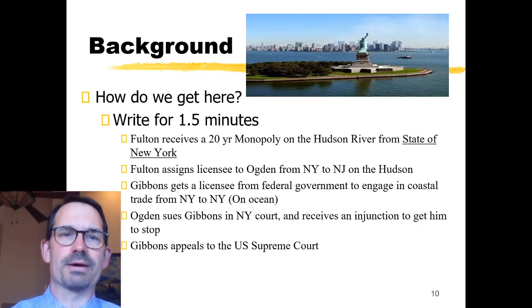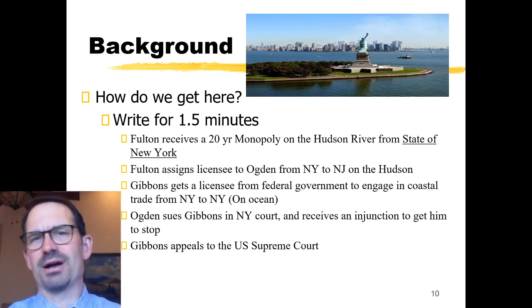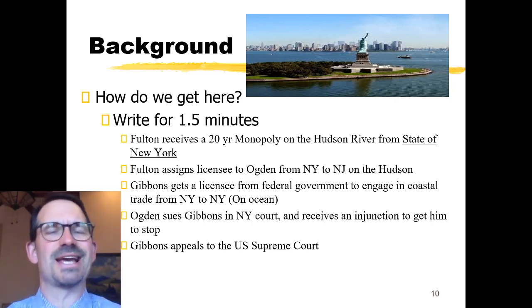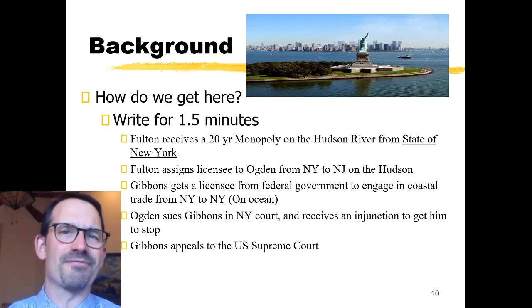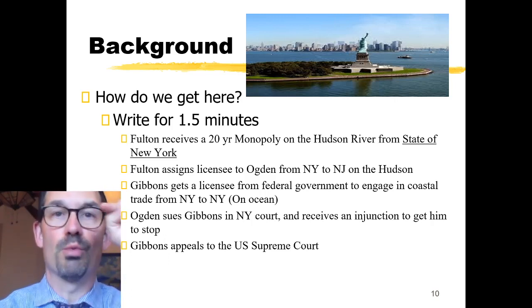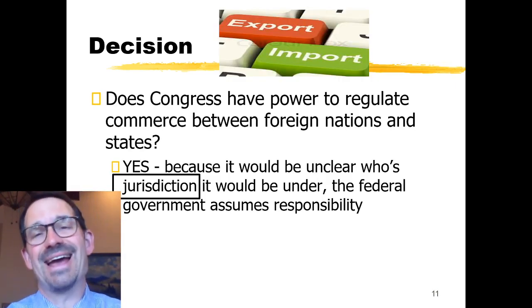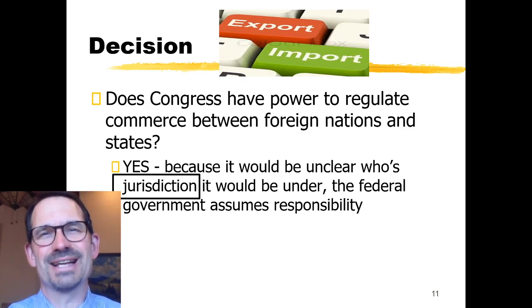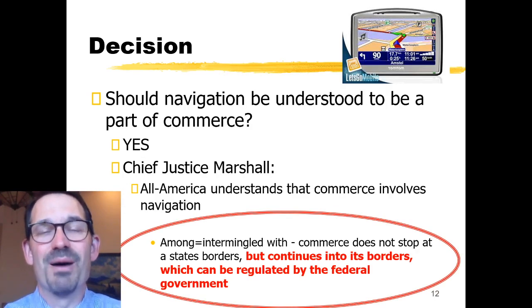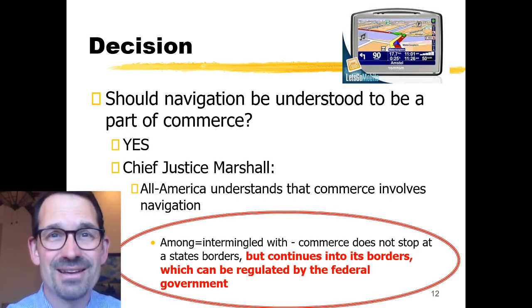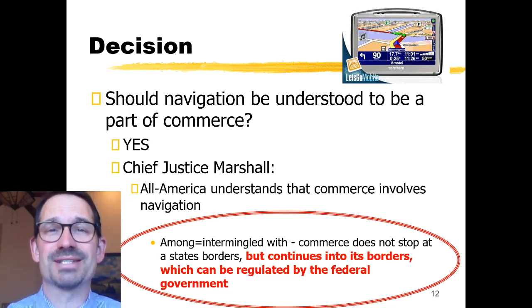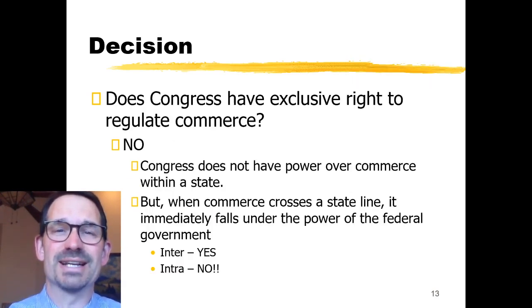So, quick review about Gibbons v. Ogden. Background, Hudson River, New York, New Jersey, state, national. Who controls the trade between states? By the way, what's on the ferry? People. We're going to get to that in just a minute, right? Does Congress have the power to regulate it? Yeah, because it doesn't make any sense for any state to have it, they would argue. Among means between, right, or intermingled with. So if across state line, the national government regulates it.